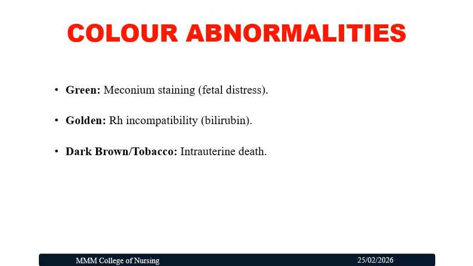Color abnormalities. Green color indicates meconium staining, which is nothing but fetal distress. Golden color indicates Rh incompatibility, with elevated bilirubin level. Dark brown and tobacco color indicates intrauterine fetal death.